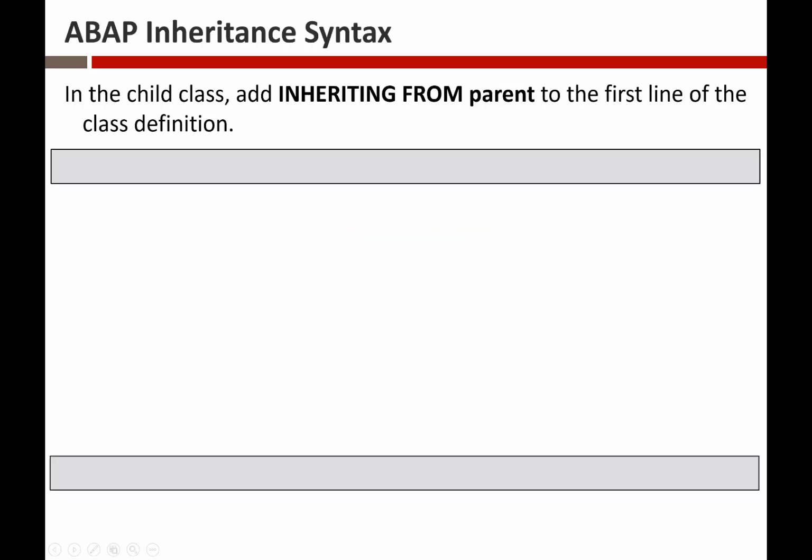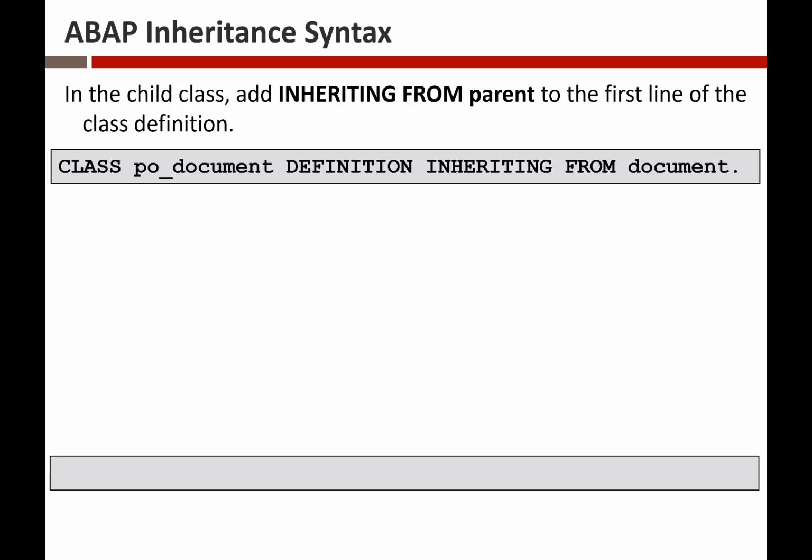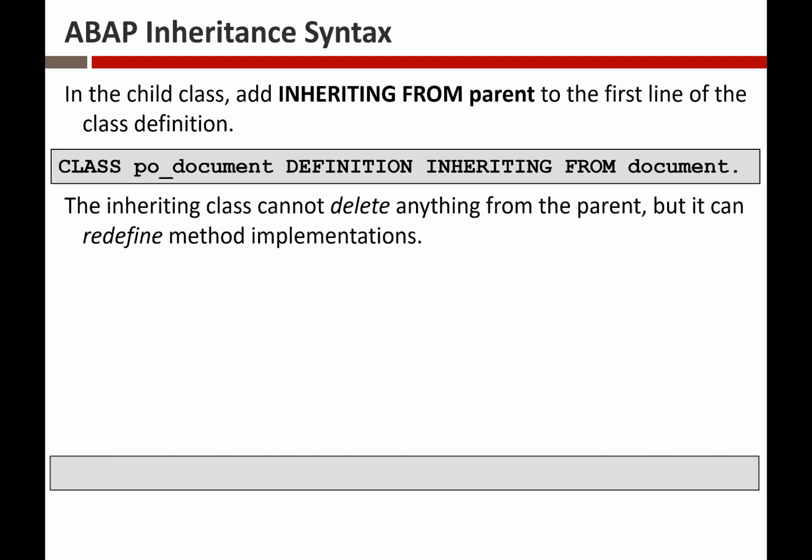So here's the syntax. In the child class, we add INHERITING FROM and then the name of the parent into the first line of the class definition. So we might see an example like this: CLASS PO_DOCUMENT DEFINITION, and then we just add to it INHERITING FROM document. Now, the key thing to note is the inheriting class cannot delete anything from the parent.